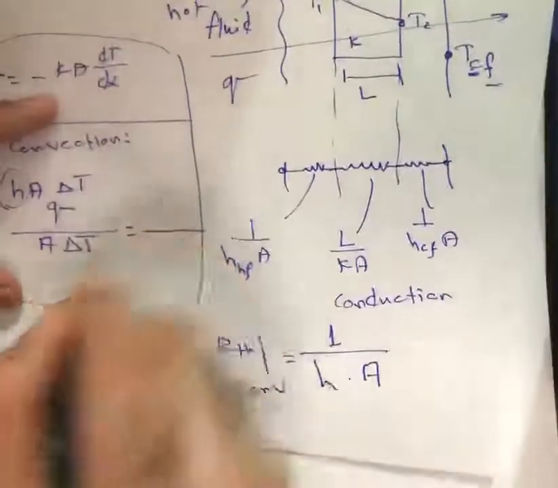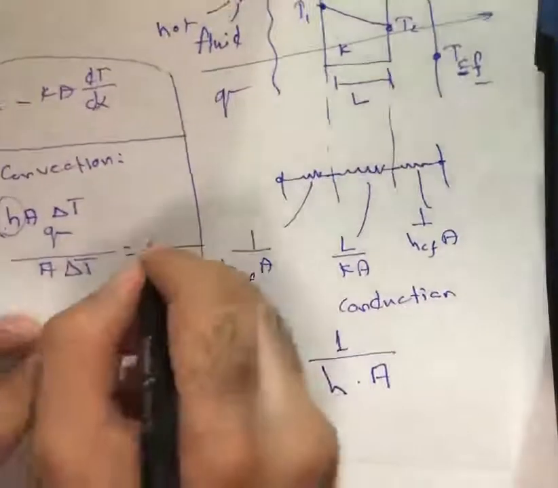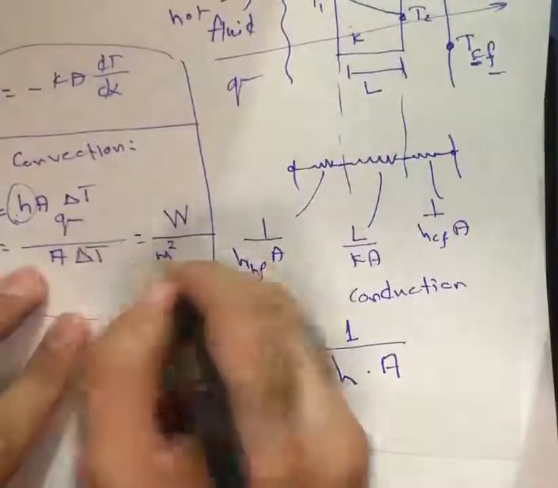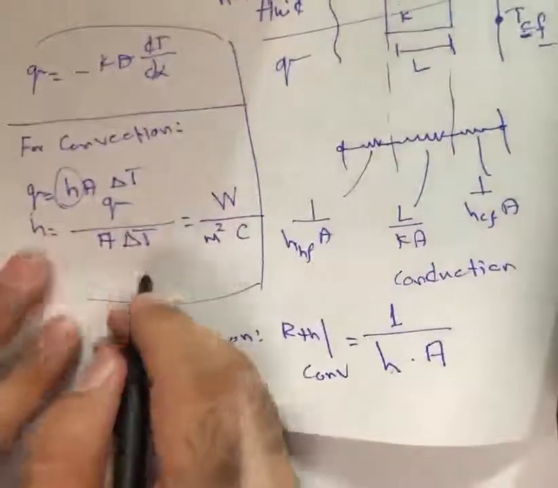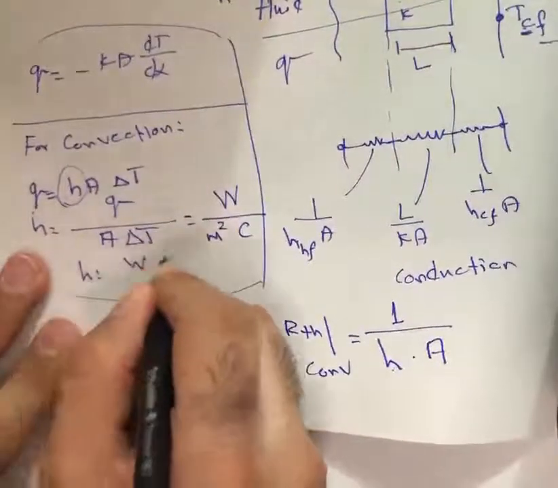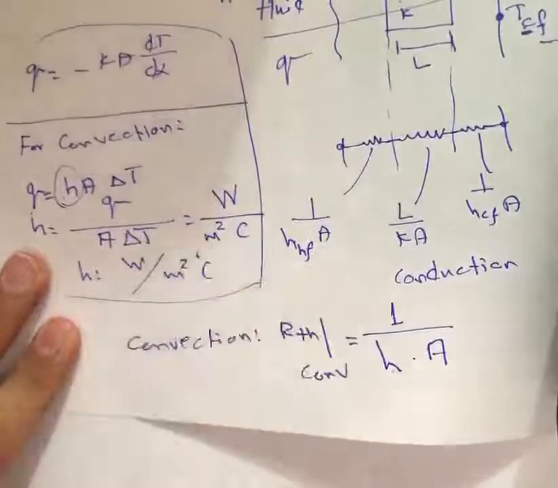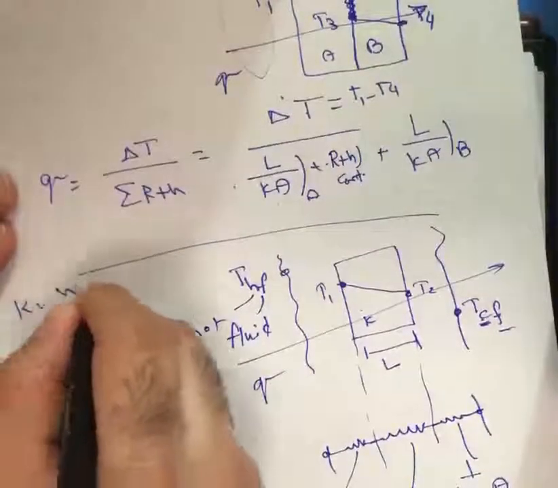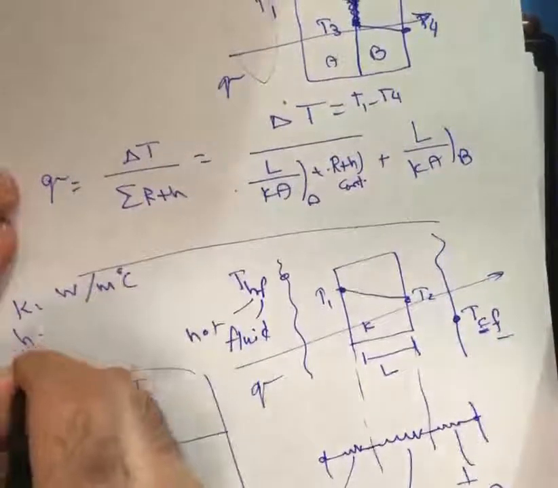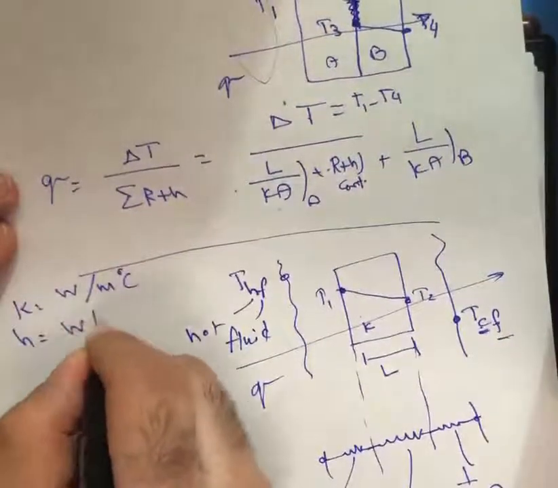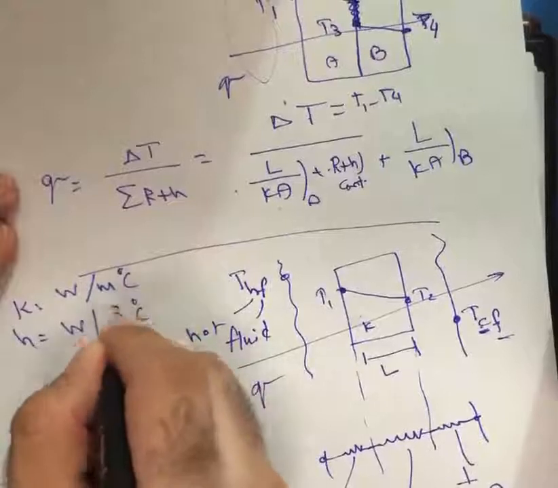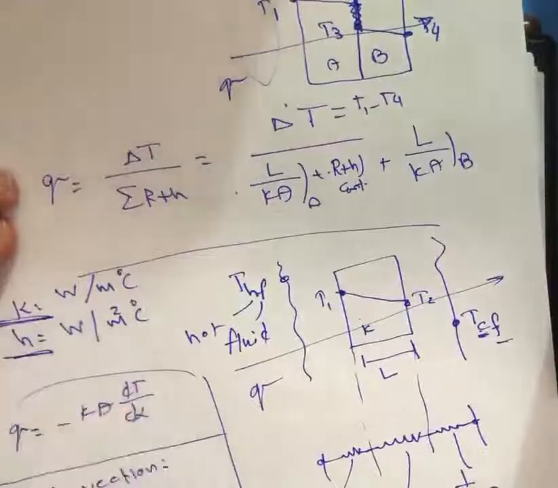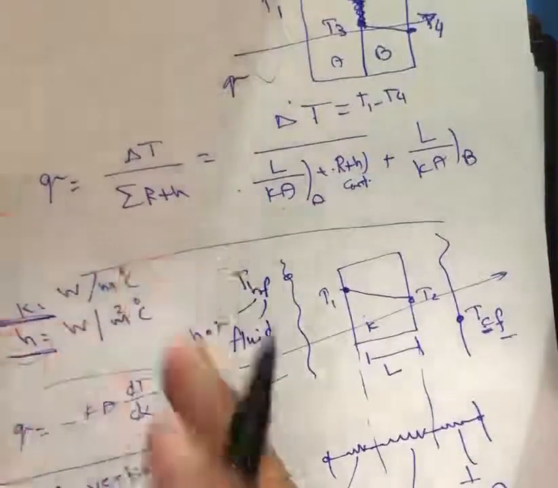Now, we know the unit of heat transfer is watt, the unit of area is meter squared, and the unit of temperature is Celsius. In this way, the unit of h is watt per meter squared Celsius. If you remember, the unit of thermal conductivity is watt per meter Celsius. This is the major difference. k is for the solid, and h is for the fluid. We use h when we have some fluid.